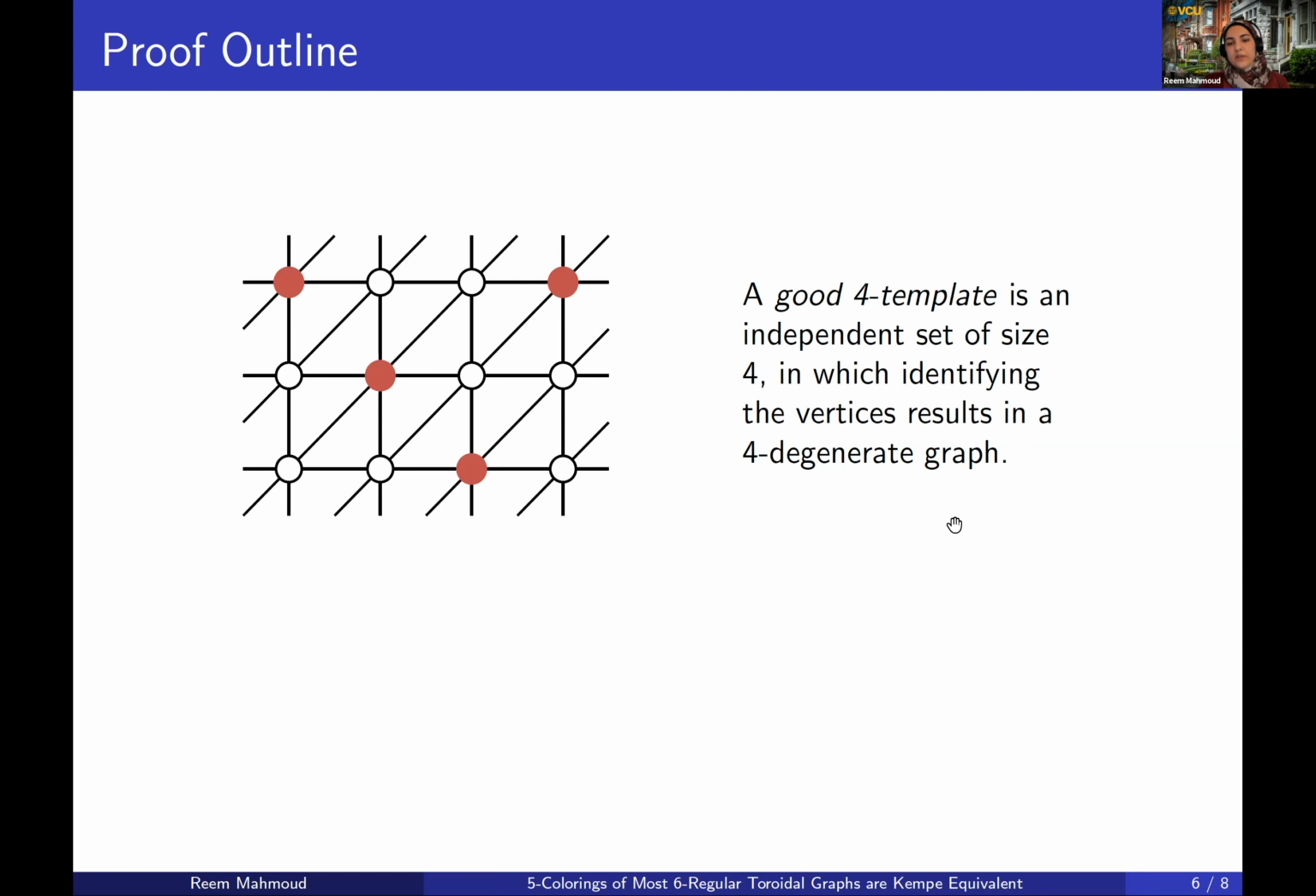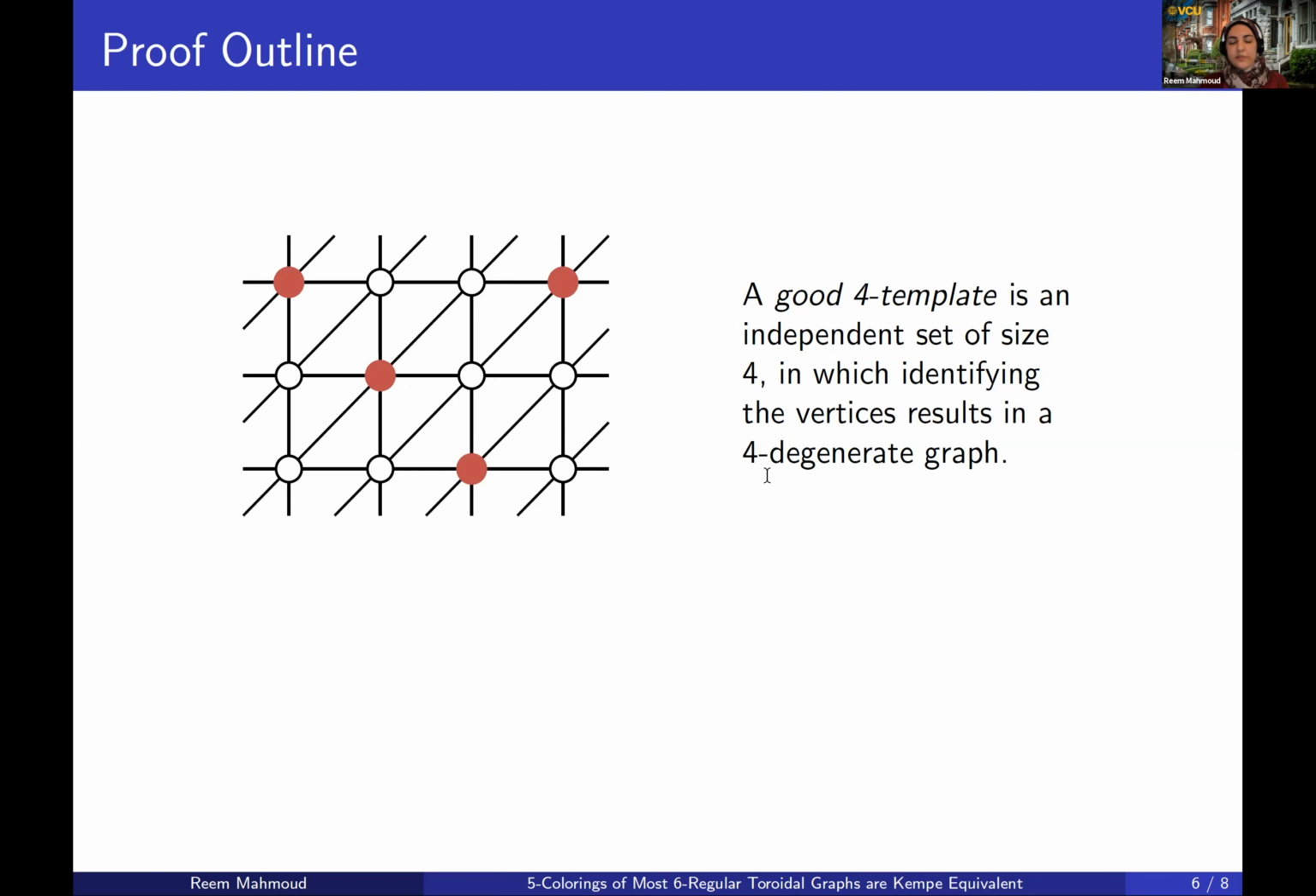So we can see where this 4 degeneracy is going to be useful, because now what we can say is we identify the vertices of our good 4 template, and then we get this 4 degenerate graph. And so by the degeneracy lemma, all 5 colorings of this resulting graph are 5 equivalent. What that means in terms of our original graph is that any 2 5 colorings where the vertices of the template have a common color, those 2 colorings would be Kempe equivalent.